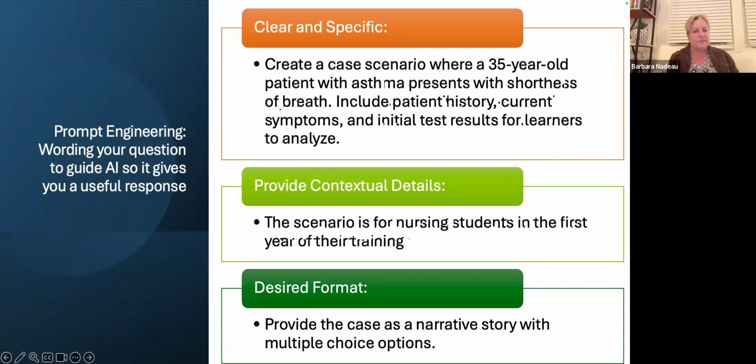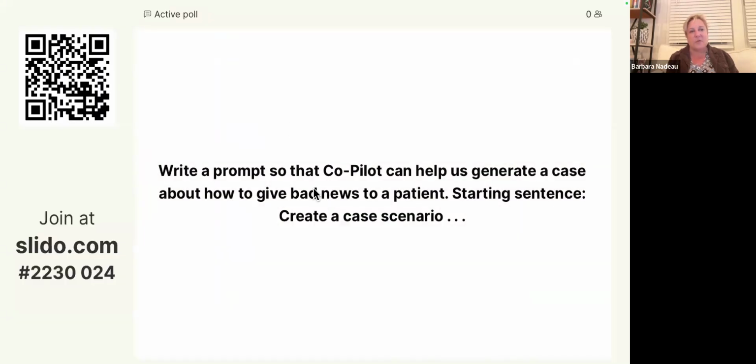And so just to get a little practice with doing that, I'm going to have you write a prompt. And again, it's using our scenario of an in-service about giving bad news to a patient. And your prompt is going to start with create a case scenario and then have it create what you want. And just go ahead and practice writing that.